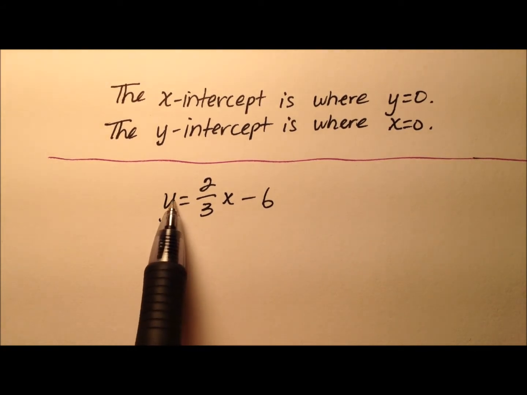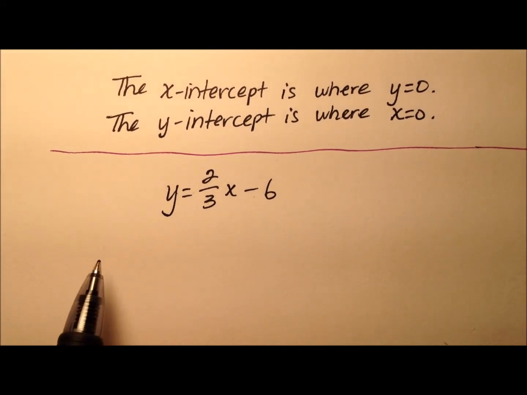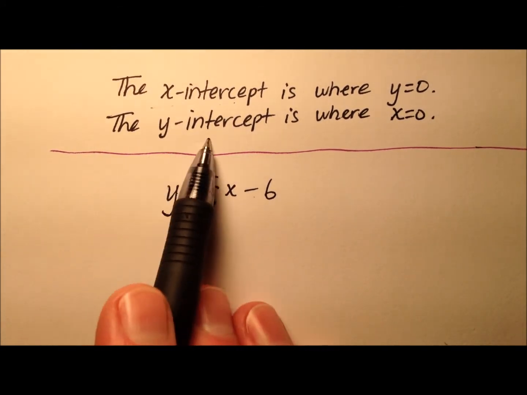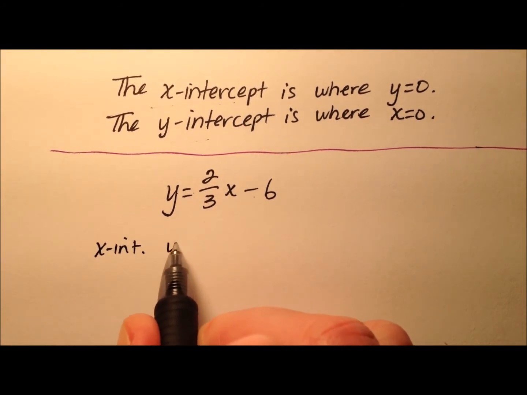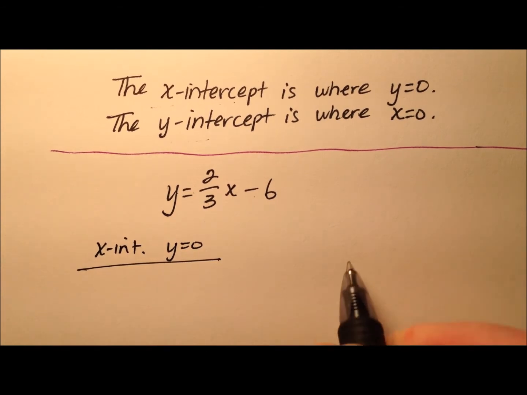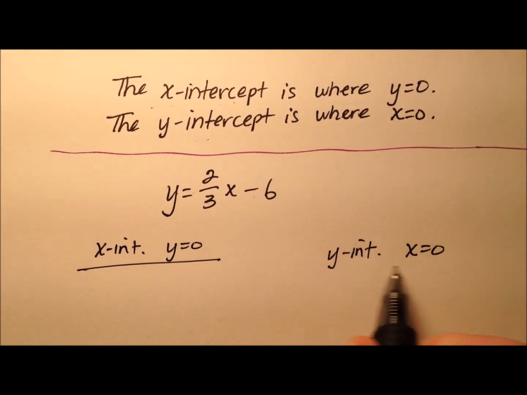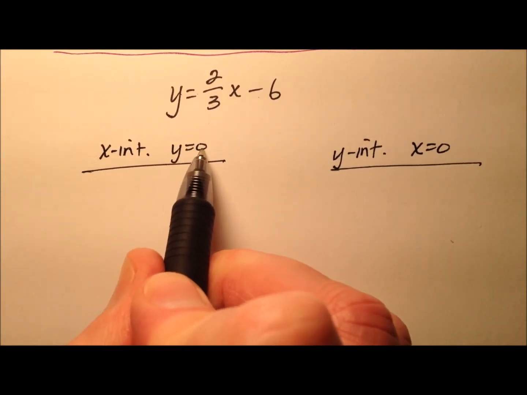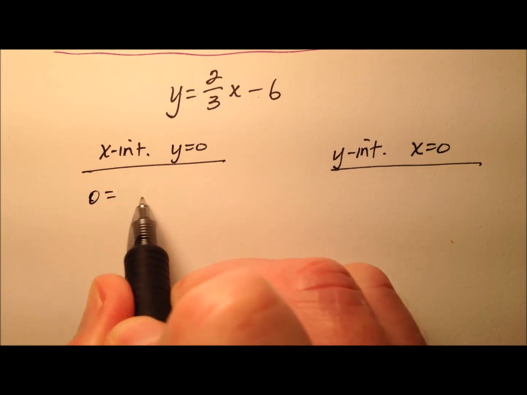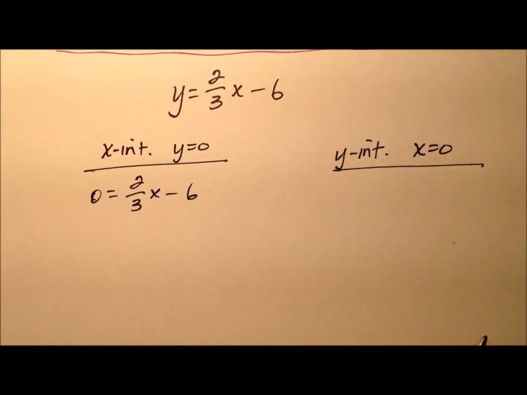So the first one, y equals 2/3 x minus 6. We're going to have to do this twice, once for the x-intercept and once for the y-intercept. So the x-intercept is found where y equals 0. And the y-intercept will be found where x equals 0. Okay? So let's go ahead and plug in 0 for y into our equation. So I'll have 0 equals 2/3 x minus 6.